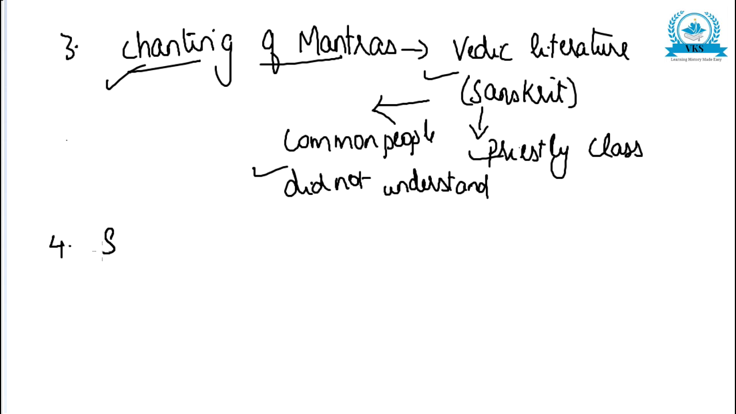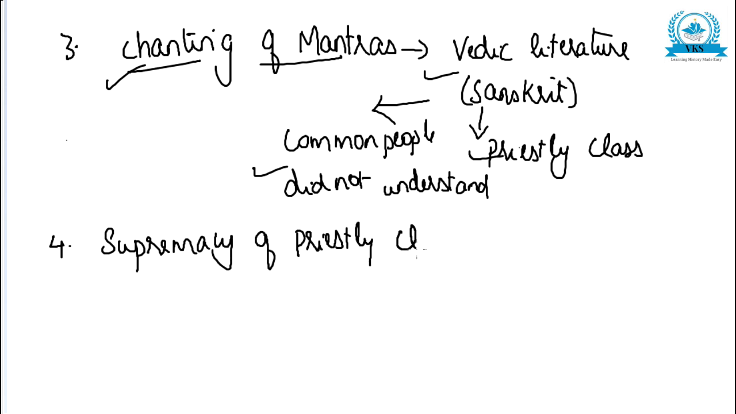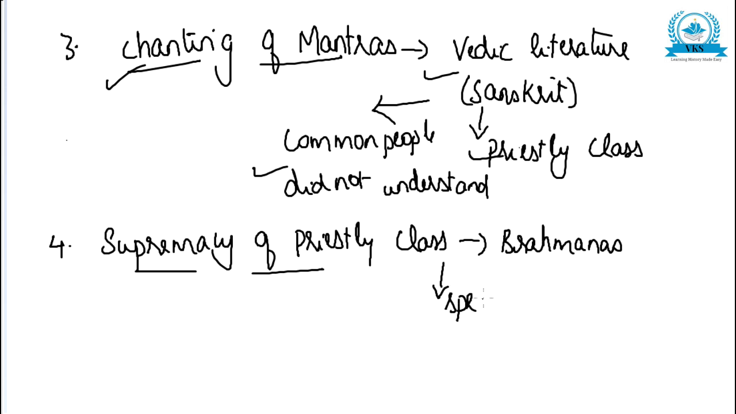The next factor is supremacy of priestly class. That is, the priestly class or Brahmanas established their supremacy. The Brahmanas always showed their supremacy, and they had special privileges which the common people did not have. So that also made the common people upset. They were Brahmanas and they had some special privileges.